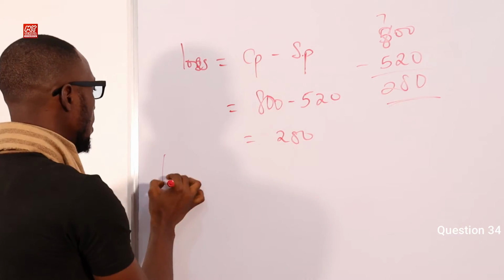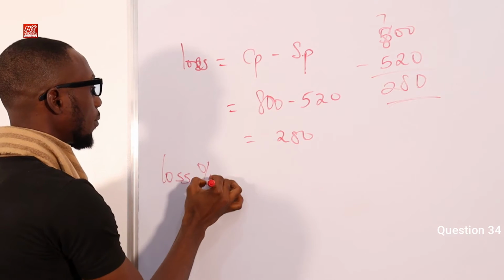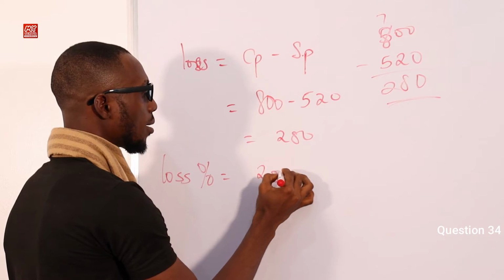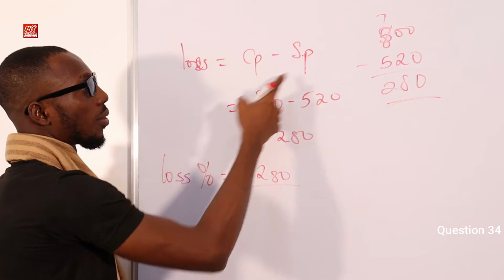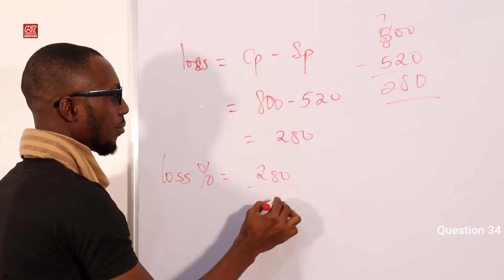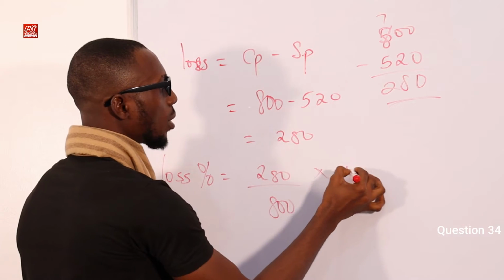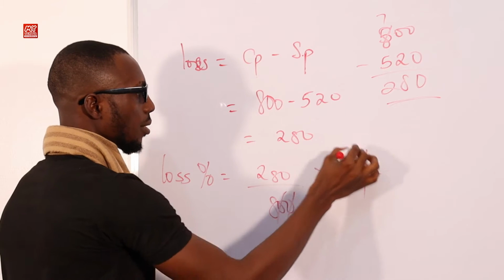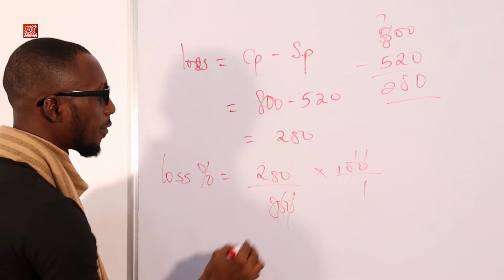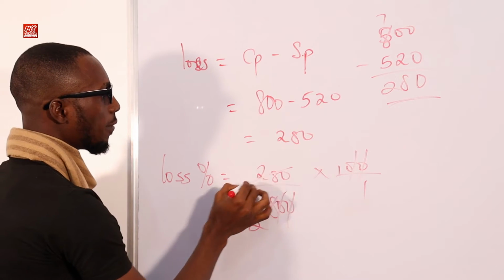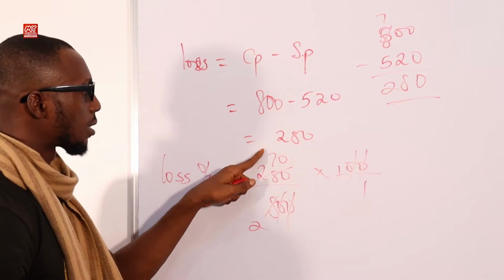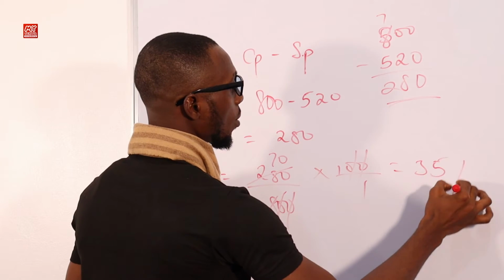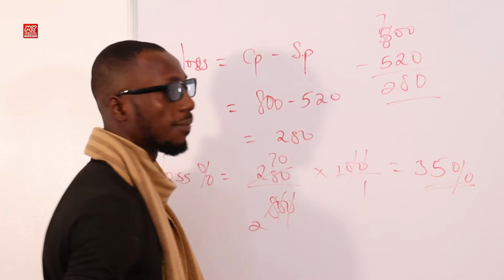So the loss percent equals the loss, which is 280, over the cost price. The cost price is 800, times 100%. I can have the 0 strike out 0. Then I can have 4 twos are 8, then 4 times 70. 70 divided by 2, that is 35. So its loss percent is 35%.